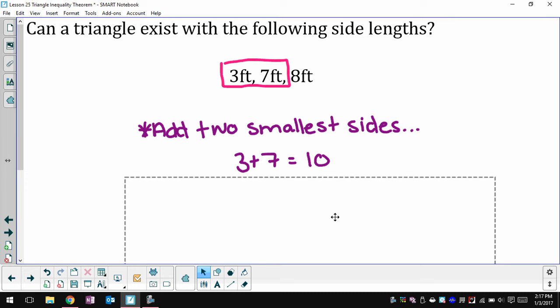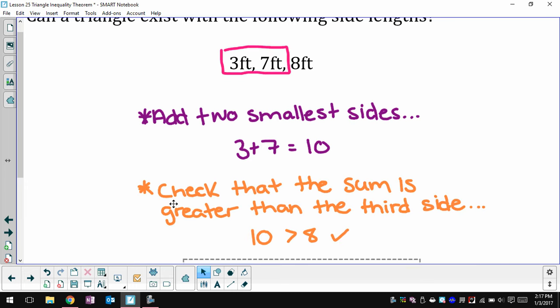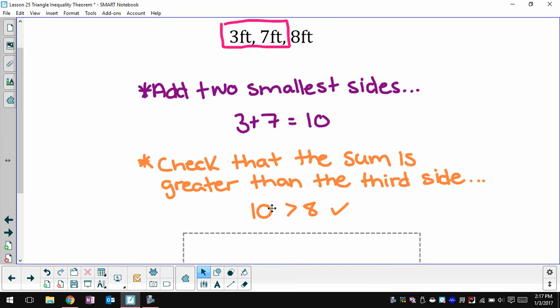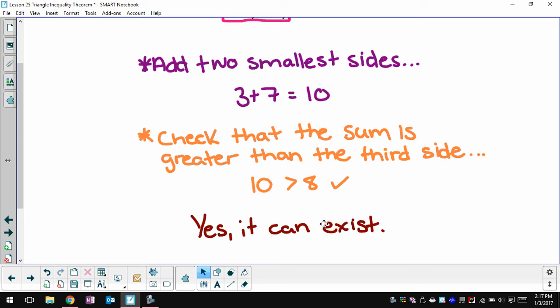So there I am adding 3 and 7. That gives me 10. I'll check: 10 is bigger than 8, the third side length, so the two smaller ones added together is bigger than the third. So yes, I can make a triangle with those three side lengths.